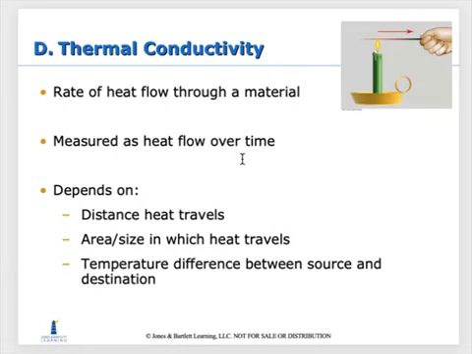This is measured as heat flow over time, and it depends on different things. How far does that heat need to travel in the material? When you think about metal, those atoms are closer together, right? So it's going to conduct that heat easier than maybe something like composite that has a little bit more space in between those atoms. The area in which the heat needs to travel, and then the temperature difference between the source of the heat and the destination.